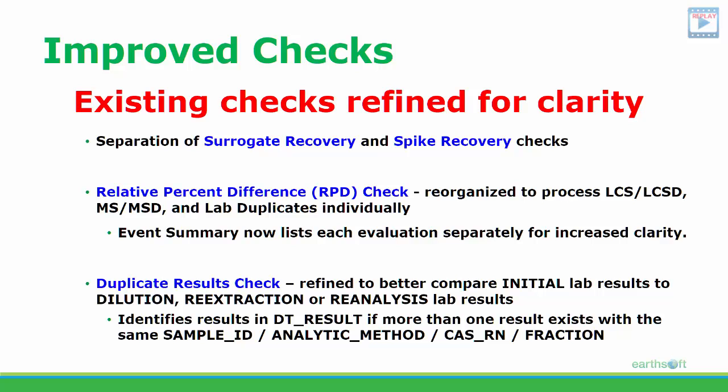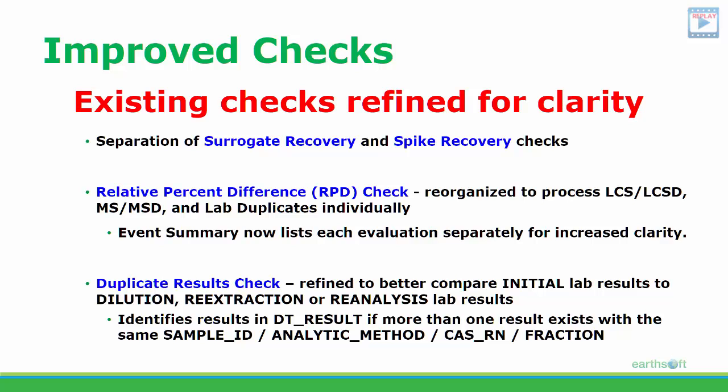It will compare any instance in ART or in DT result where you have a sample ID, analytic method, CAS number, and fraction that have the same combination, so that it's sort of excluding looking at either initial dilution, re-extraction, or reanalysis for your sample. What is that sample type? Result type code, I think. So yes, you can see that information.